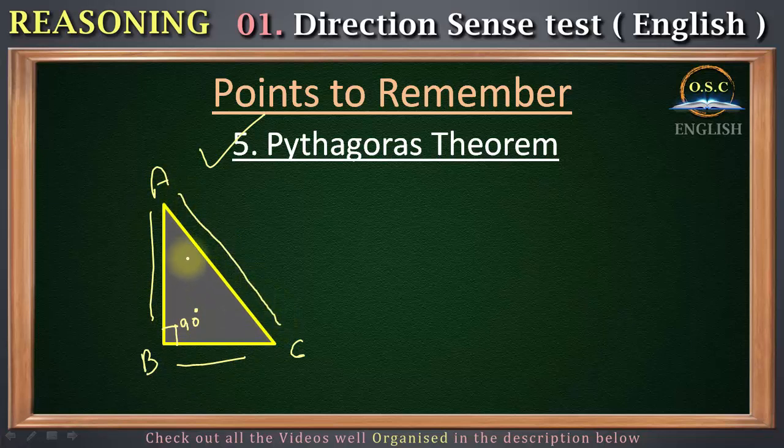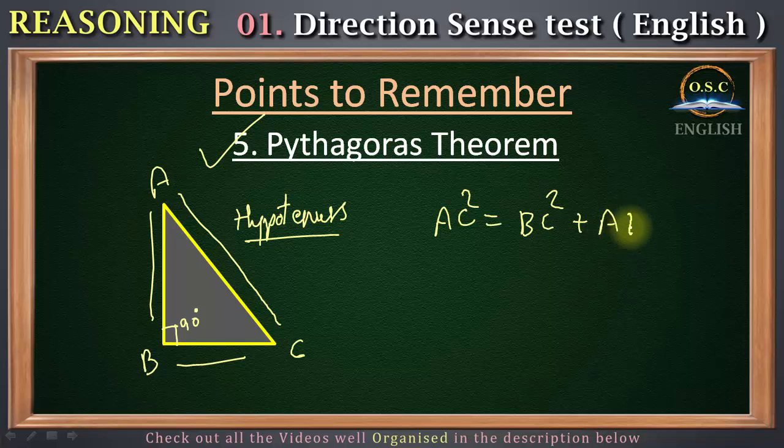In any right angle triangle, this side is called the hypotenuse. The hypotenuse is the longest side, and AC square is always equal to BC square plus AB square, the two other sides. So the square of the hypotenuse is equal to the sum of the squares of the other two sides.